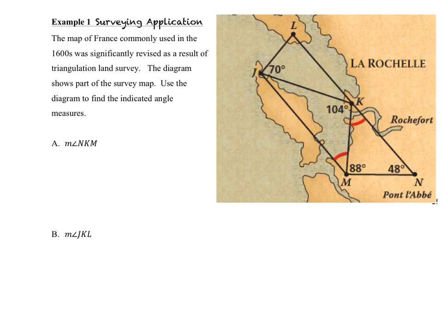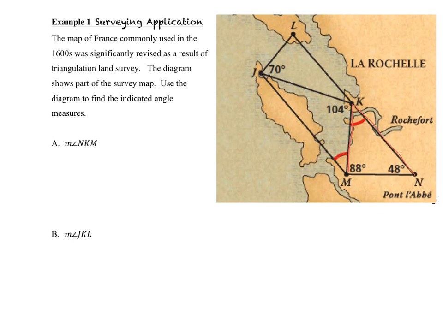Okay, here it says the map of France, commonly used in the 1600s, was significantly revised as a result of triangulation land survey. The diagram shows part of the survey map. Use the diagram to find the indicated angle measures. So measure of angle NKM.